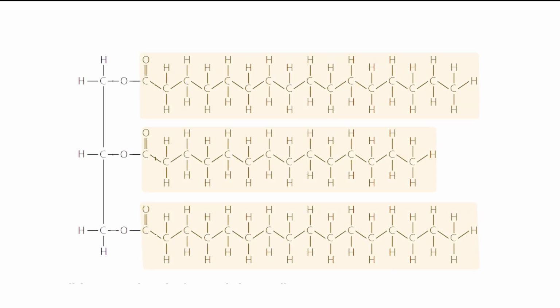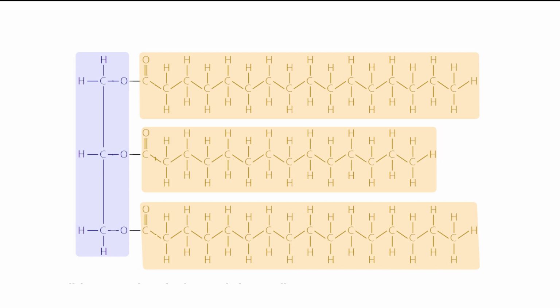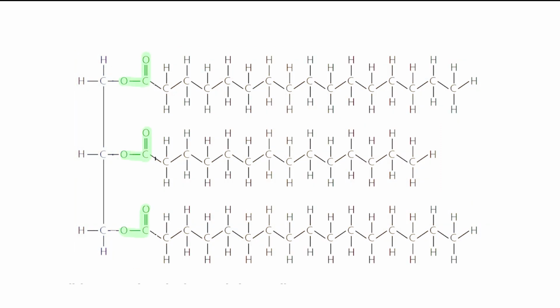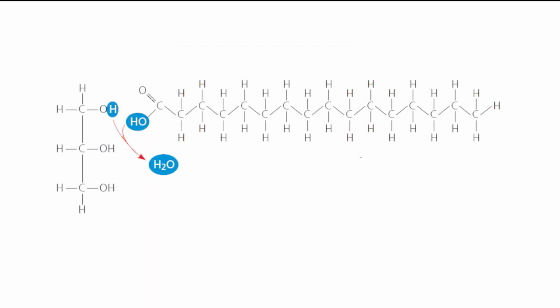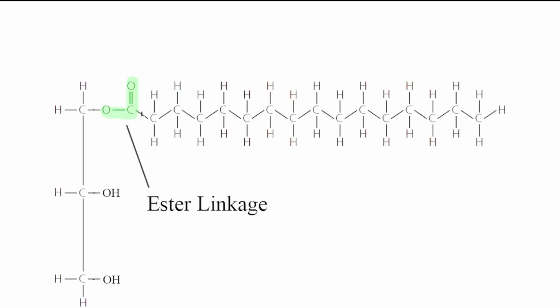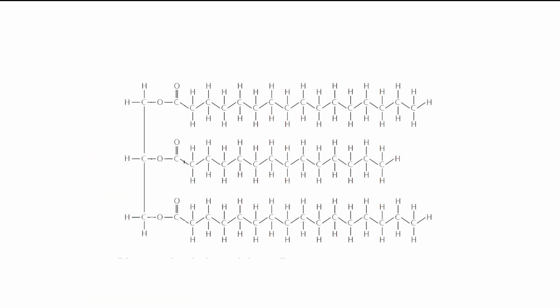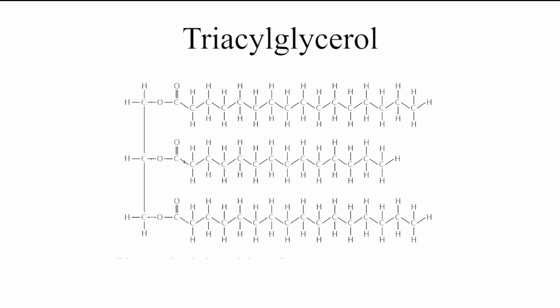In actually constructing a fat, 3 fatty acid molecules are joined to one glycerol through ester linkage, a bond between hydroxyl and carboxyl groups. Ester linkages are formed when a fatty acid and a glycerol undergo dehydration synthesis and are linked together. When all 3 fatty acids are bound to the glycerol, the resulting fat is called a triacylglycerol.